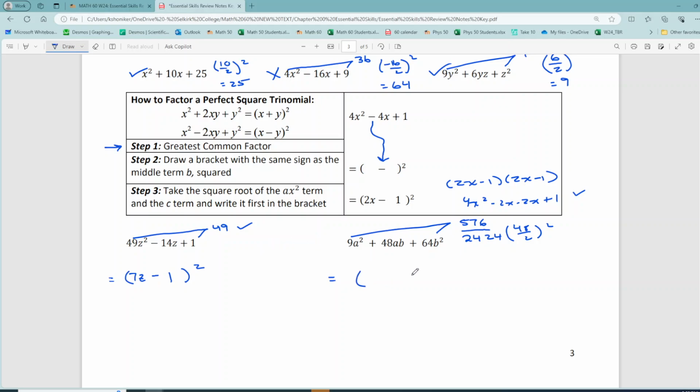But the way we did it, we're just going to draw one bracket squared. We're going to put the sign of the middle term, and then we're going to square root. So square root of 9a squared is 3a. Square root of 64 is 8. Square root of b squared is b. And we're done. Good job.